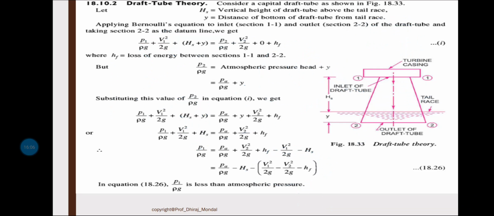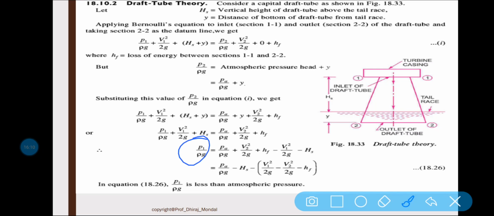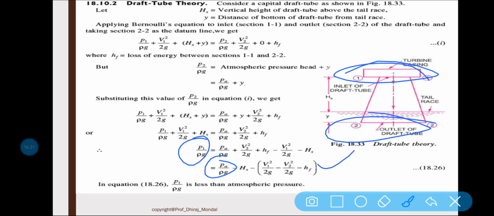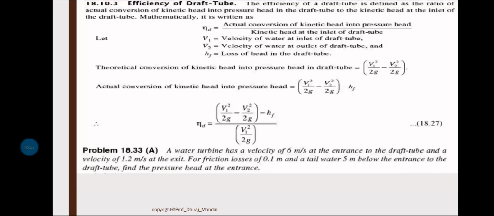So from this equation it can be easily said that the pressure head P1 by rho g is less than the atmospheric pressure. It is less than the atmospheric pressure. So that is why we have to install this draft tube. Theoretically it is proved that the pressure at the inlet is less than the atmospheric pressure. Okay, so that was our main criterion, the main thing we wanted to describe here. So I think it is clear.